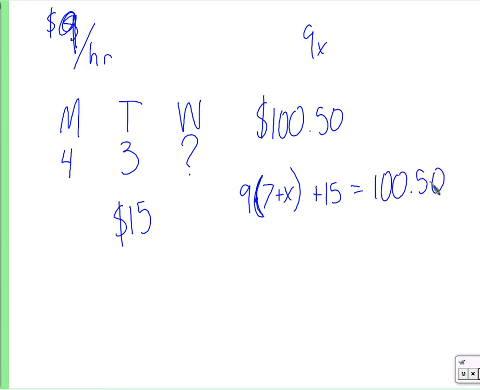100.50. Is this familiar? We solved equations like that before, right? Just we wrote it this time. The distributive property involved. Okay. So leave that to you. Okay. And one more.